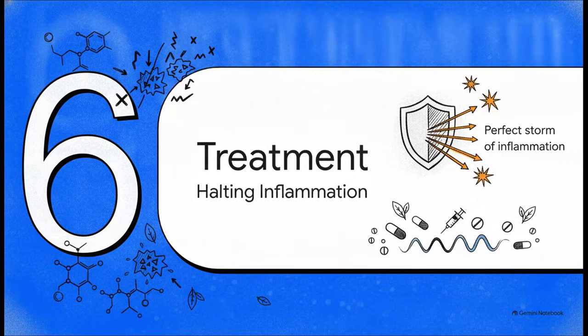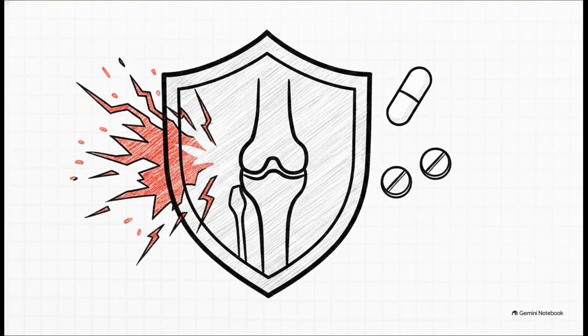Section 6. Treatment and Biologics. So how do we halt this perfect storm of inflammation? With such a devastating, localized, and systemic cascade, intervening is a massive challenge. As symbolized by the protective shield on screen, foundational, long-term management relies on DMARDs, disease-modifying anti-rheumatic drugs.